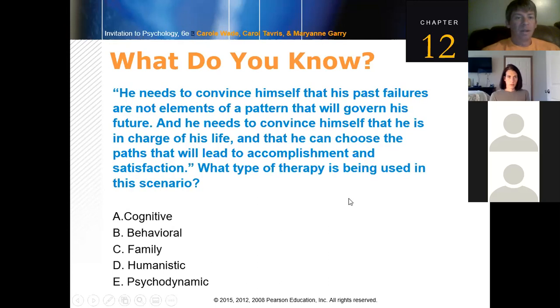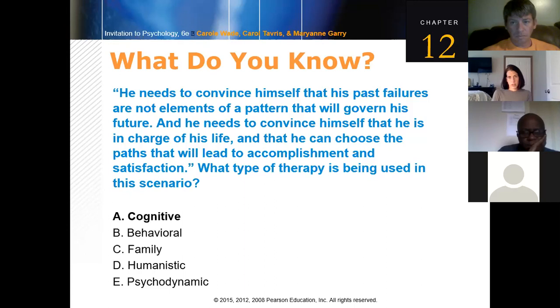Okay. He needs to convince himself that his past failures are not elements of a pattern that will govern his future. And he needs to convince himself that he is in charge of his life and that he can choose the paths that will lead to accomplishment and satisfaction. What kind of therapy? Cognitive. And why is it cognitive? Because he's trying to convince himself. Okay, that's the key word, convince. And that involves his thinking, his thoughts, right?